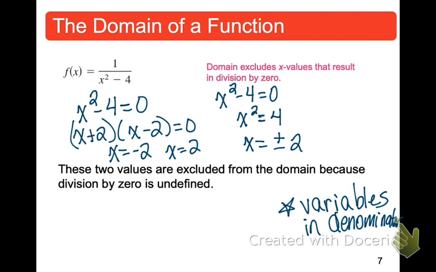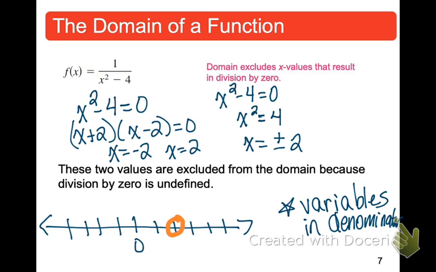Easiest thing to do when you're talking about interval notation is to draw a number line. Okay, so we're going to draw a number line right here. Okay, here is 2 and here is negative 2. So here is positive 2 right here, and here is negative 2. 2 and negative 2.